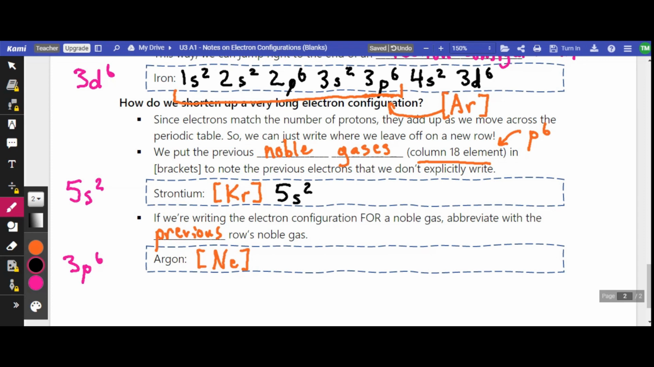Neon ends at 2p6. So I'm picking up after 2p6 to write the rest of this. Well, after 2p6 comes 3s2, and then 3p6, and then I'm done. Okay, so I don't have to write out the 1s2, 2s2, 2p6 for neon. It's all included right here. So that gives us kind of the basis of how to write electron configurations and how to make it a little less awful as we're doing it.